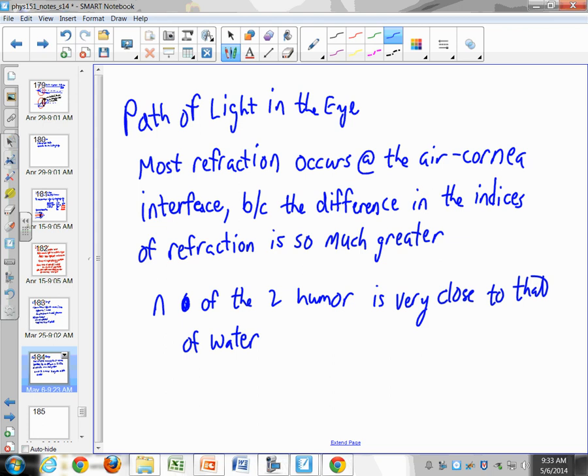That, by the way, is a very nice way to determine unknown gases and unknown liquids, is to measure their index of refraction. I think I might have mentioned this earlier. And you can determine them based on that index of refraction.